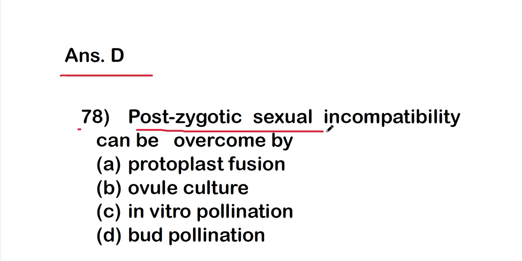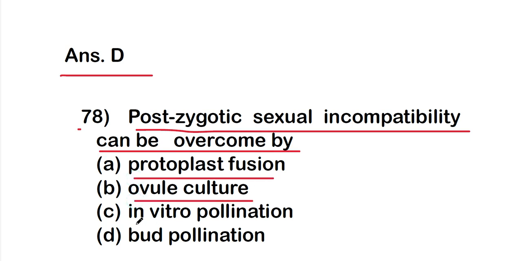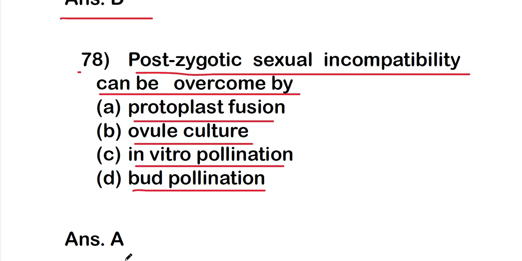Okay, so let's move on to the next question, that is question number 78. So post-zygotic sexual incompatibility can be overcome by option A protoplast fusion, option B ovule culture, option C in vitro pollination, option D bud pollination. So the right answer is option A, that is protoplast fusion. So post-zygotic sexual incompatibility can be overcome by protoplast fusion.